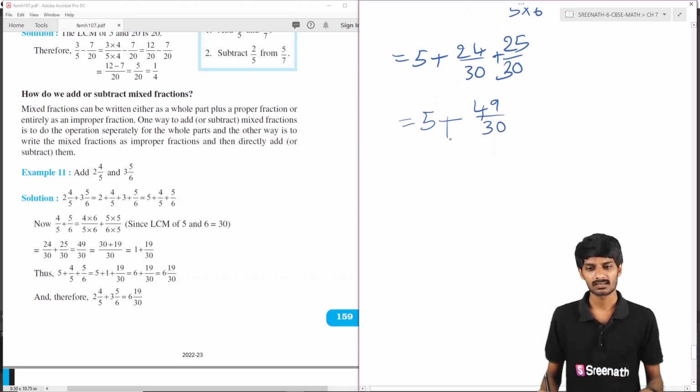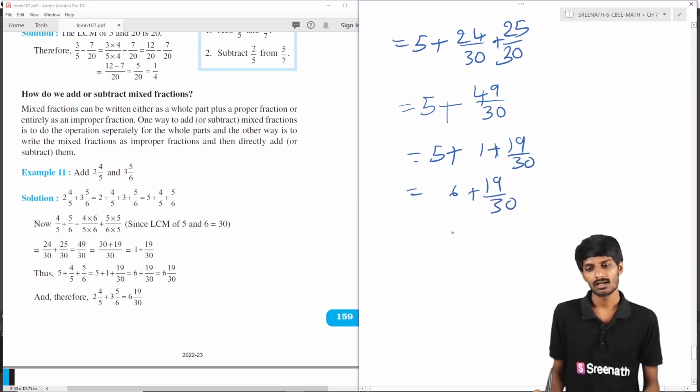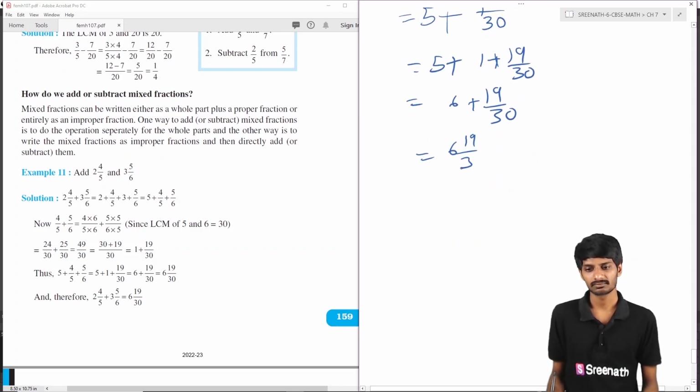So next thing, students, 49 by 30. Like that, 5 plus 49 by 30. You are getting this answer as 1 plus 19 by 30. Okay students, like that. So we can write 49 by 30 as 1 plus 19 by 30, since 30 plus 19 is 49 by 30. So if you do it like that, it is 6 plus 19 by 30. That is 6 19 by 30. This is the way.